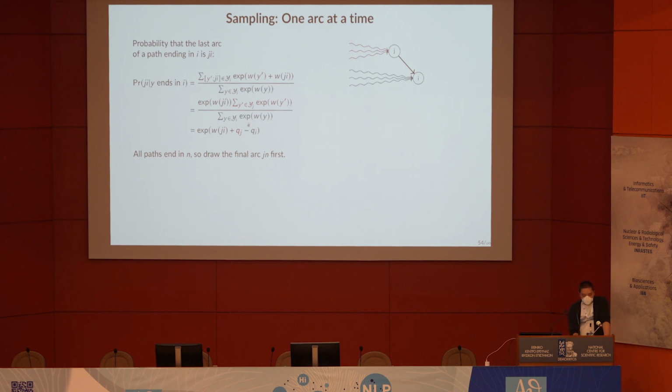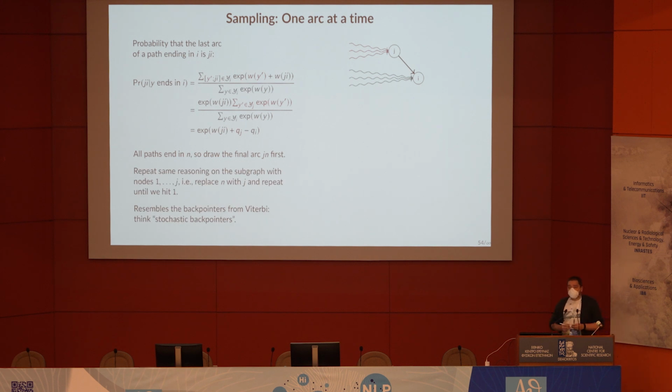We calculate this probability for each of them, and then we use something like np.random.choice to draw from this categorical distribution, right? So we draw that arc, and then we repeat, but this time from the predecessor that we just drew. Now this resembles the backward pass of Viterbi when we followed back pointers. So you can maybe think of this algorithm as stochastic back pointers.